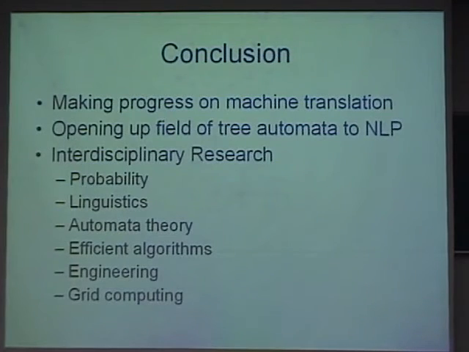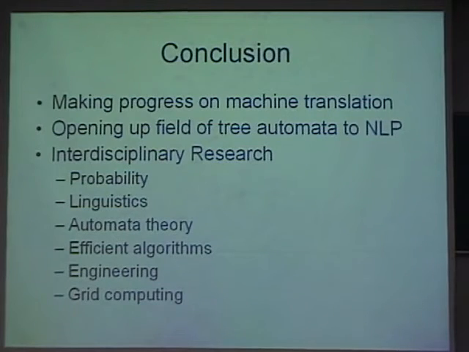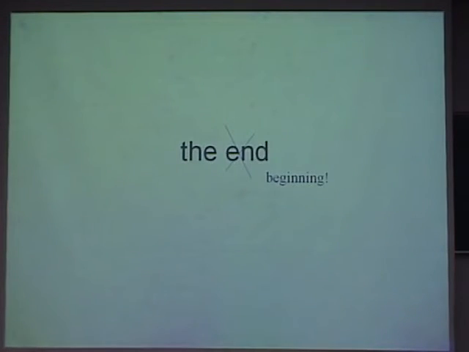Okay, so conclusion: making progress on machine translation, opening up the field of tree automata to natural language processing, and continuing this interdisciplinary research. So these three things were on my title slide, but there's also efficient algorithms, a lot of engineering, and grid computing, and all kinds of other stuff that you need to really make it work. Good. So that's it. Any questions?